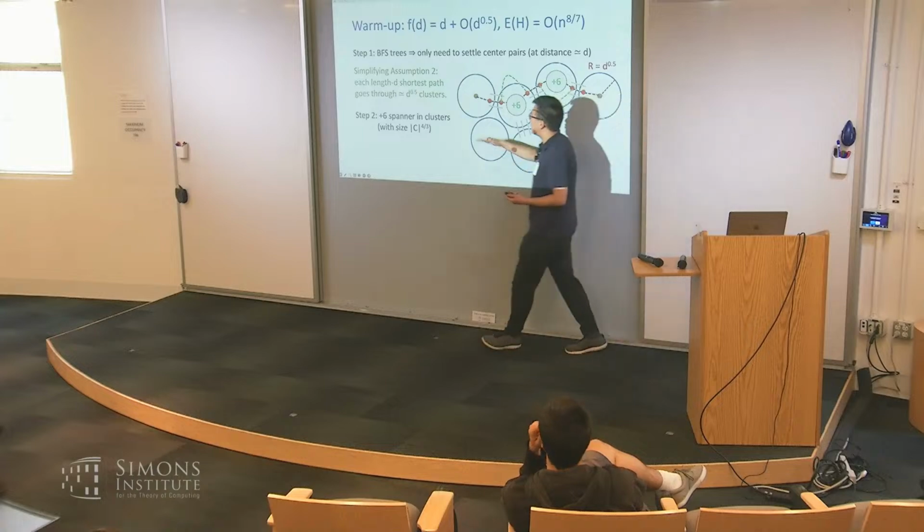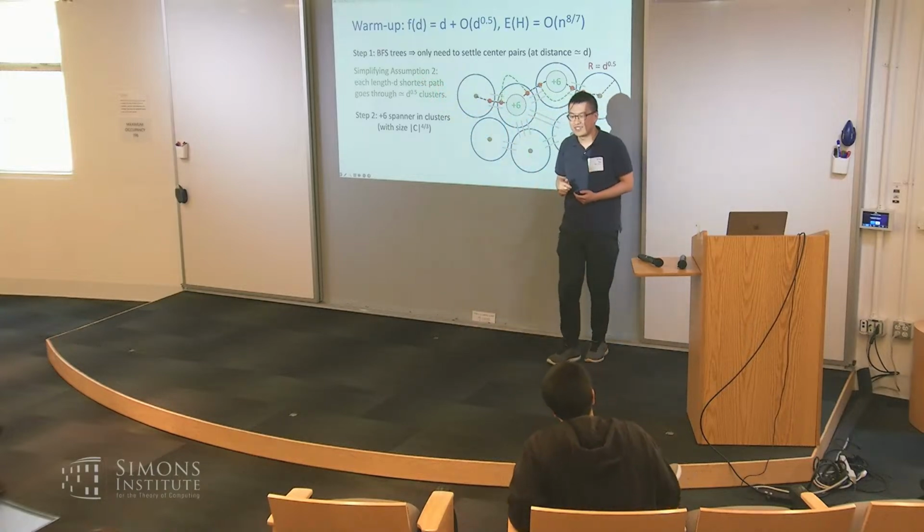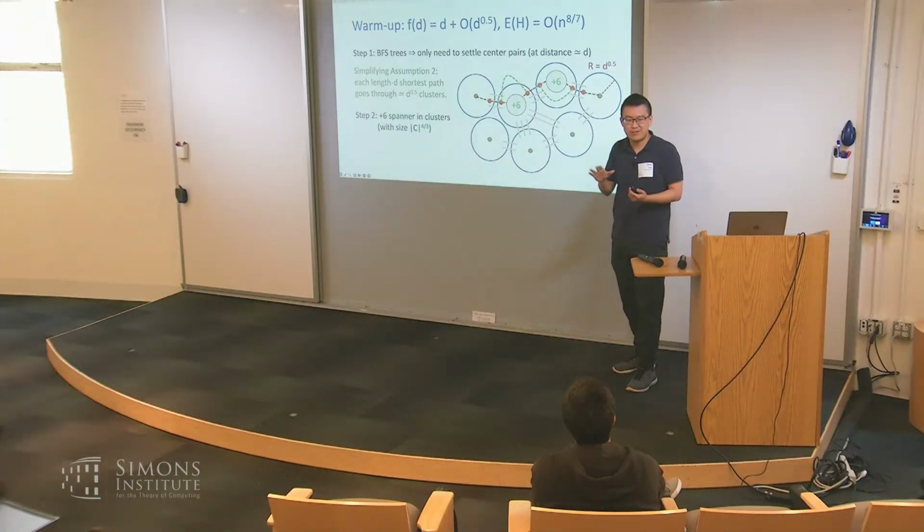So this is our simplifying assumption too. We assume that they just go through square root of d. So it gets into a little bit of detail, so it can be confusing. Please feel free to ask questions.